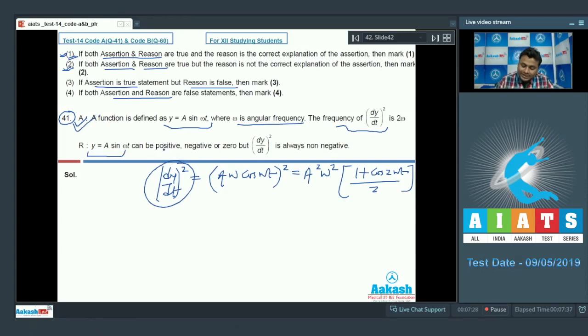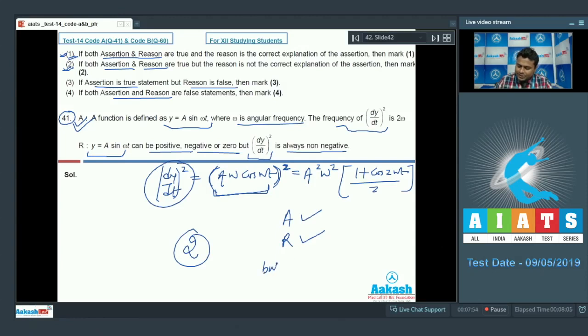Reason, let's talk about it. y equals a sine omega t can be positive, can be negative, can be 0. Definitely true. But dy by dt whole square is always non-negative. We have the whole square of something, and a whole square will always be non-negative. So A is true, R is true, but there is no relation between them. That's why we will go with option number 2. A correct, R correct, but no relation.